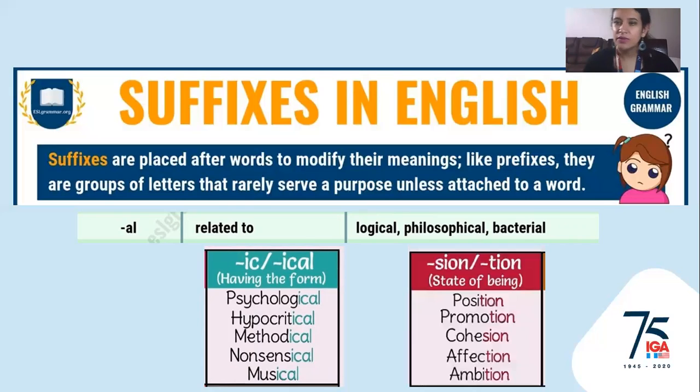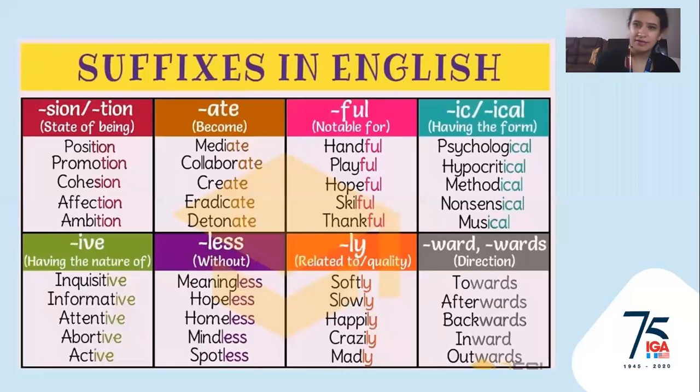And the other one that we're going to be practicing today is TION or SION, depending on what it's for. That one is for a state of being, for example, position, right? And then you have more examples. Actually, we have a bunch of suffixes, right? We have a lot. This is just one example, right?